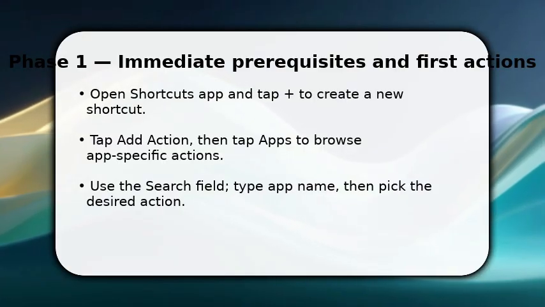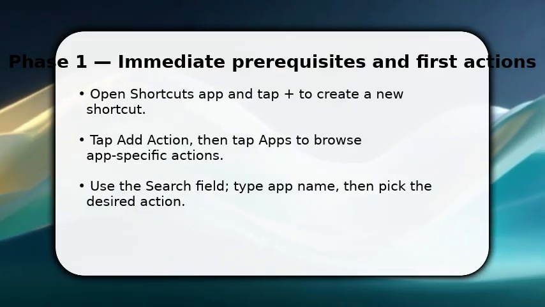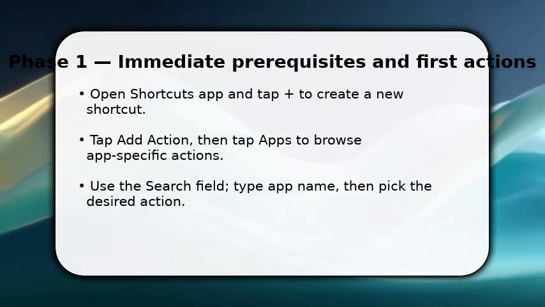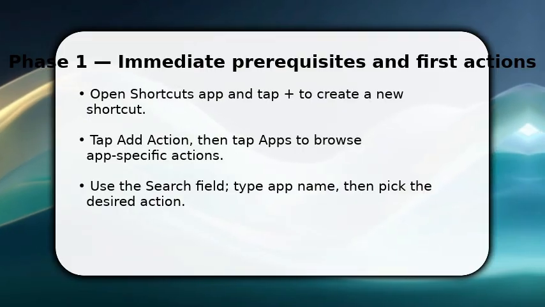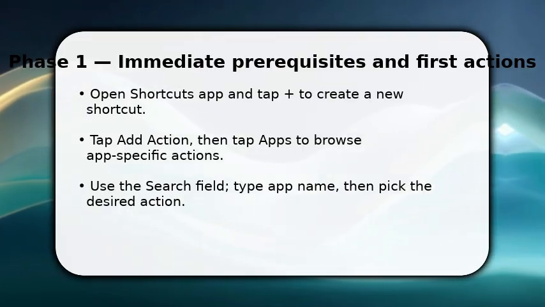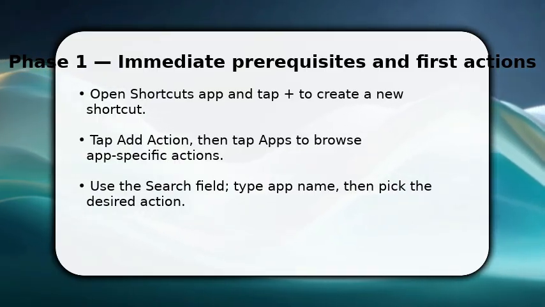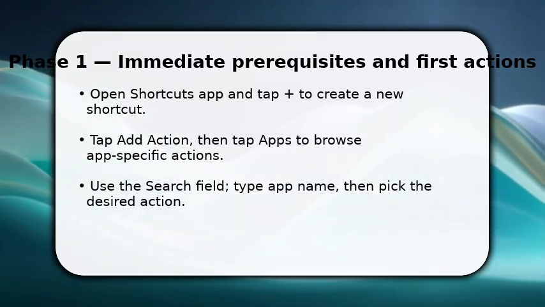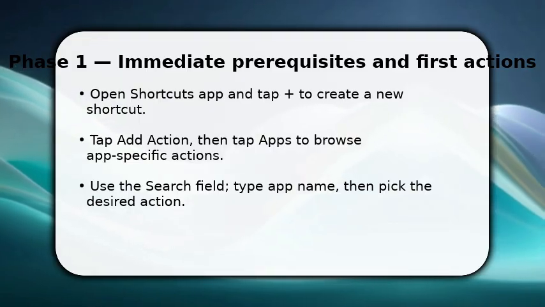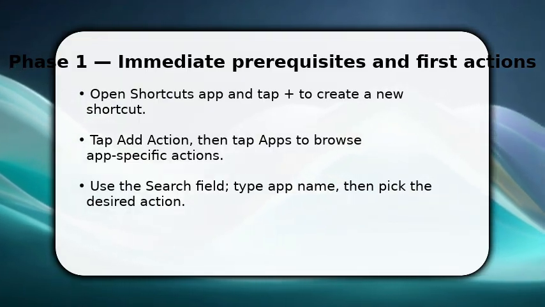You start by opening Shortcuts and creating a new shortcut straight away. This avoids wasted setup. Once done, tap Add Action and choose Apps to view available app-specific actions. Make sure to use the search field to type the app name, because some apps hide deeper actions. You pick either a simple open app action or a specific app action.